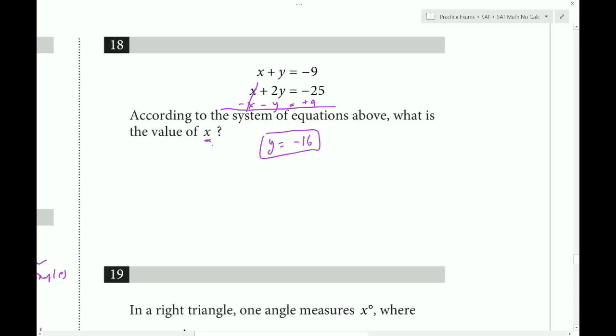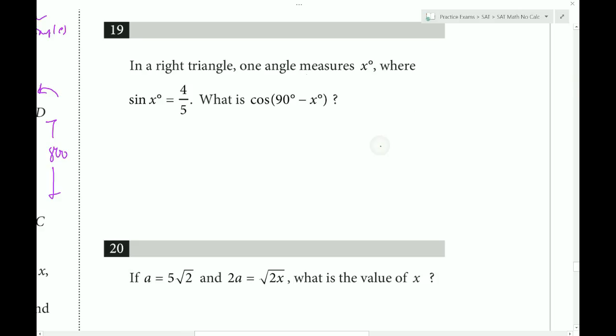But they're not asking for y, they're asking for x. So I'd have to plug back in. So I get x plus negative 16 equals negative 9. I add 16 to both sides, and I get x equals 7. Okay. In a right triangle, one angle measures x, where sine of x is 4/5. What is the cosine of 90 minus x?